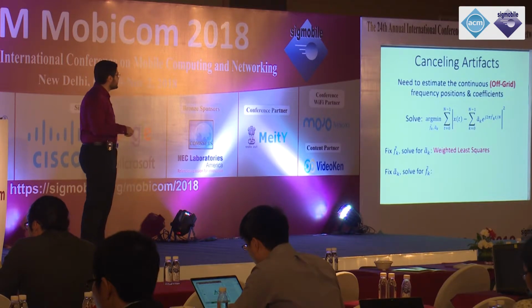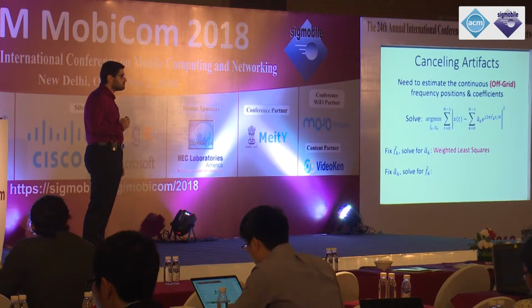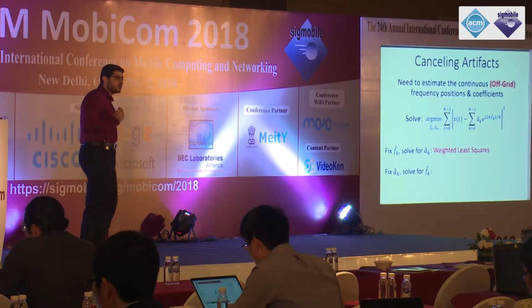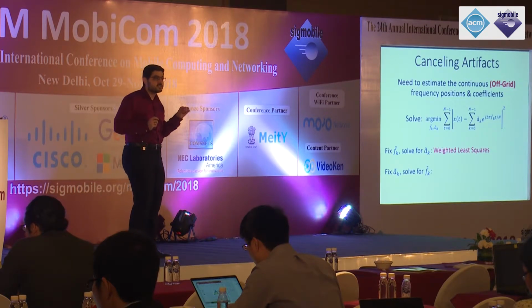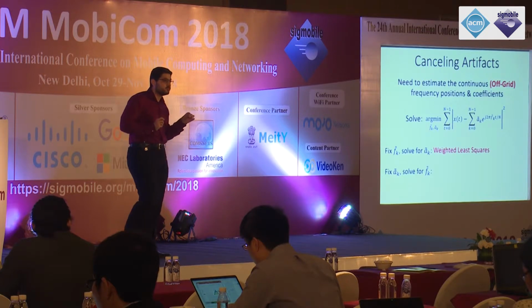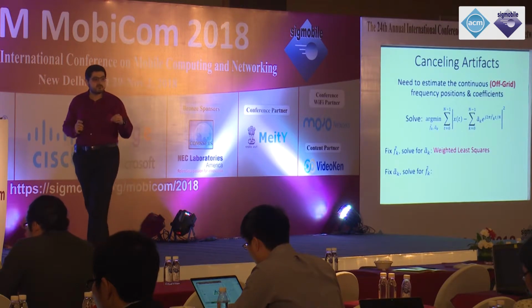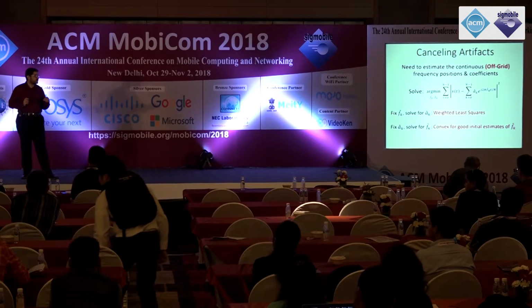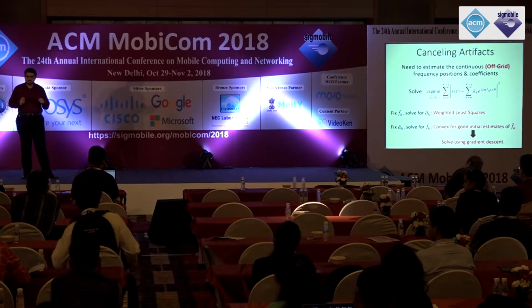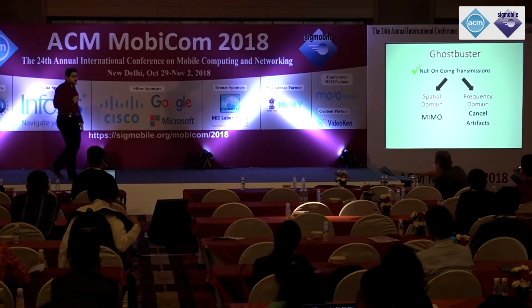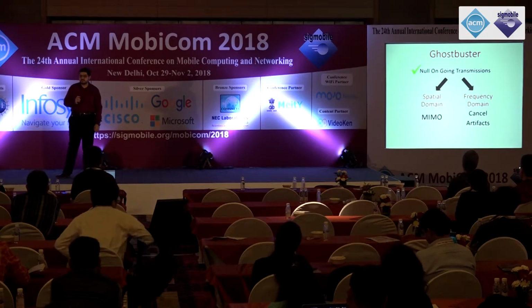Now, unfortunately, this is not a convex problem. But what we show in the paper is that if you have really good initial estimates of the positions, which we do, the problem becomes convex, and you can solve it using gradient descent. Great. So now we know how to null the transmissions.